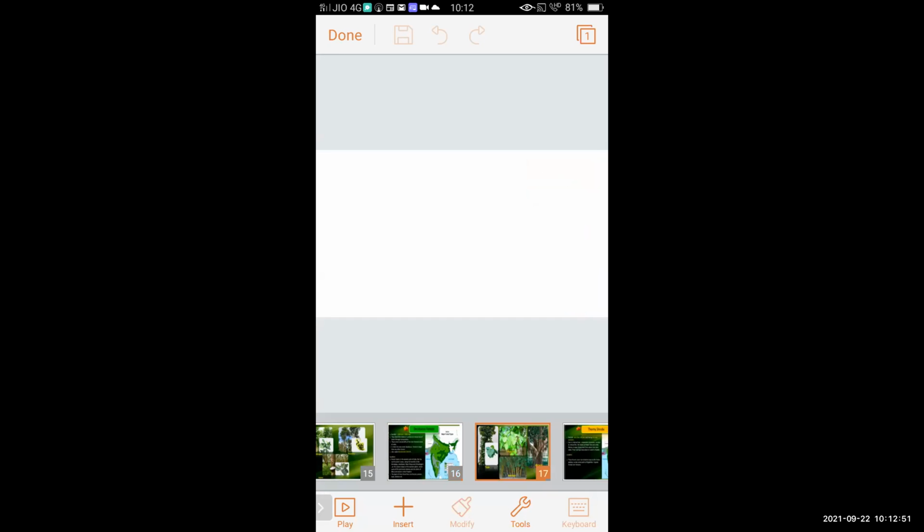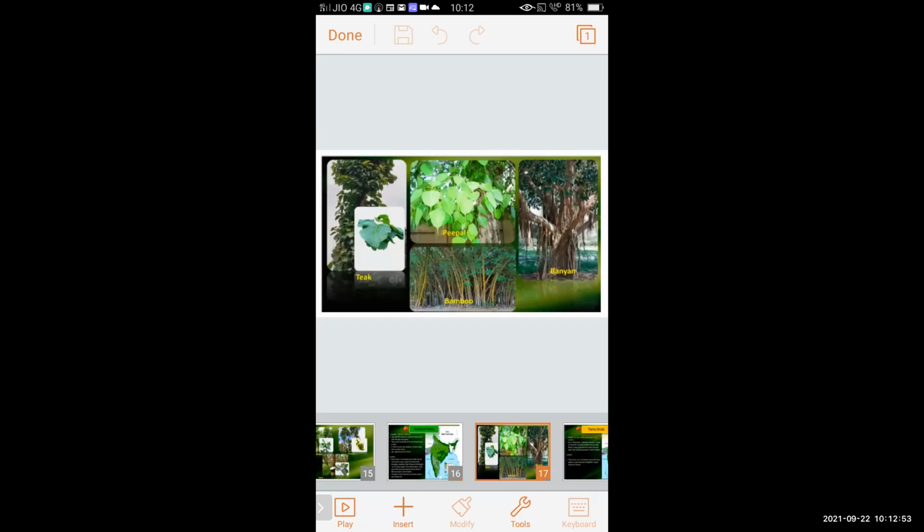So this is about the deciduous forest of India. These are the trees: teak, peepal, bamboo, and banyan. These trees are found in the deciduous forest of India.